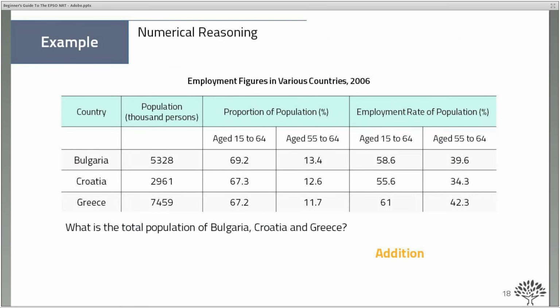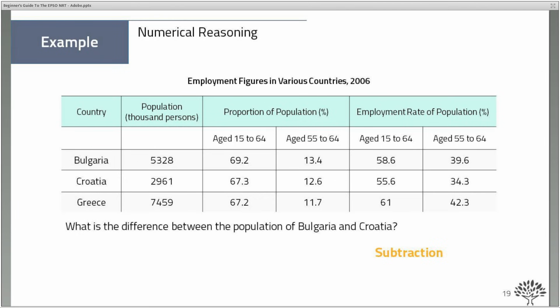So here's a table that could be used in a question, and we've presented some questions at the bottom and how we would measure those. For example, if you're asked what is the total population of Bulgaria, Croatia and Greece, it's this information here that you'd use, population, but this word total clues you in that it's addition you're going to be using as a skill.